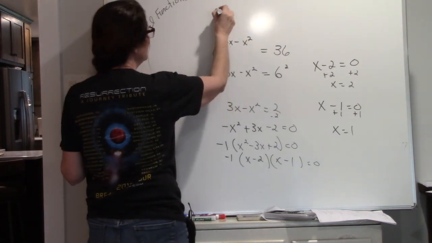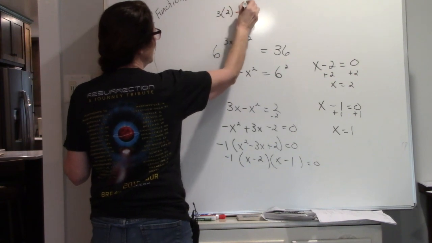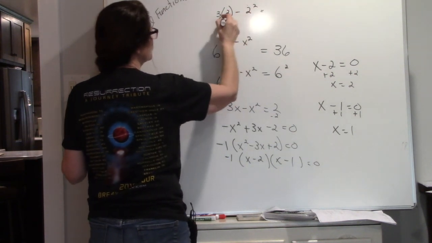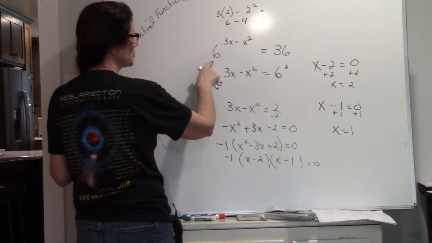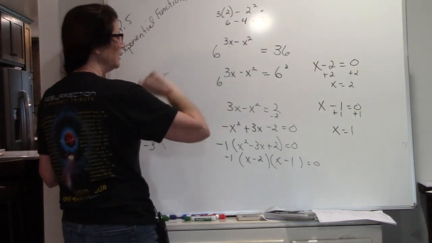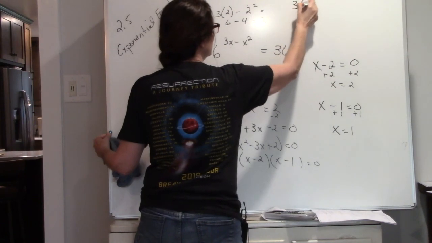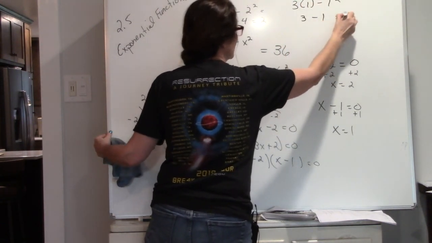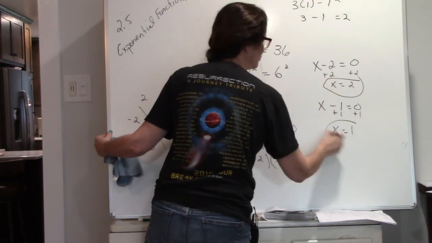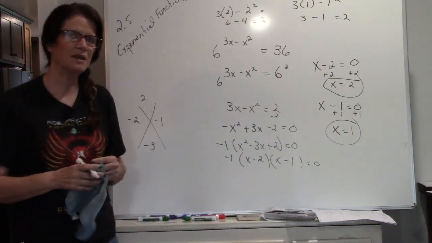I'll do it up here. So 3 times 2 minus 2 squared. So 6 minus 4 does equal 2. So 6 squared does give me 36. If x equals 1, I get 3 minus 1 does equal 2. So that tells me that both of those are correct answers.